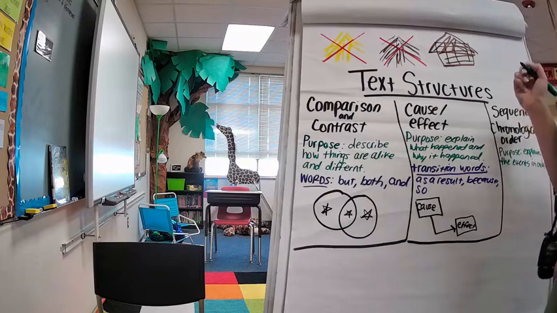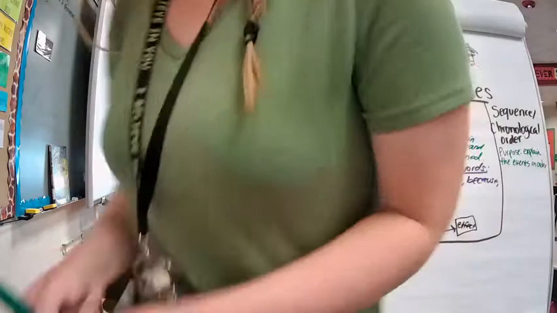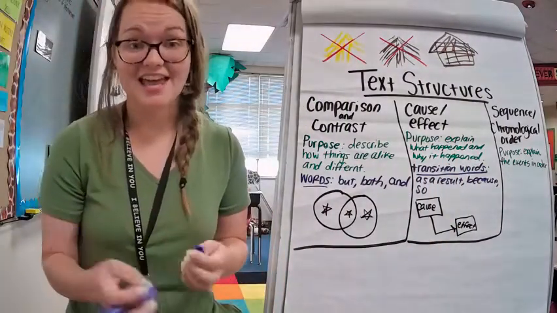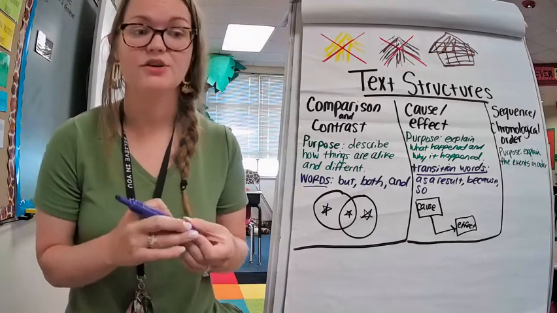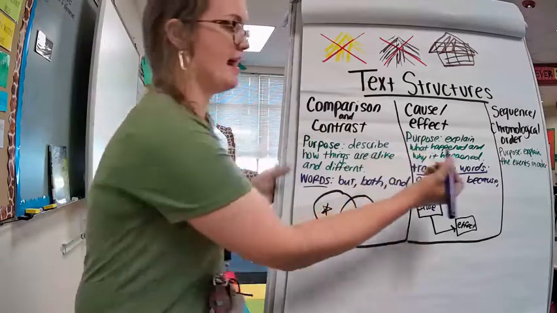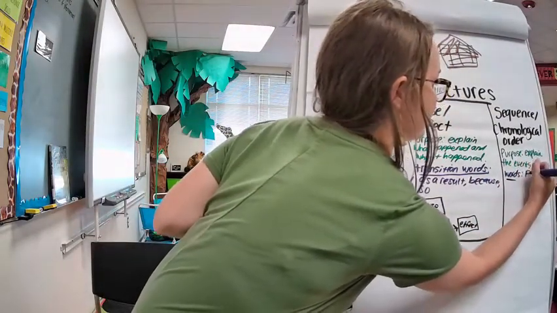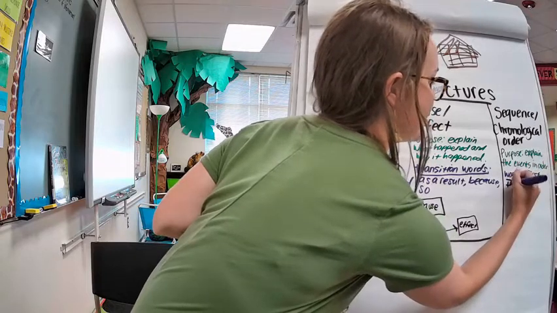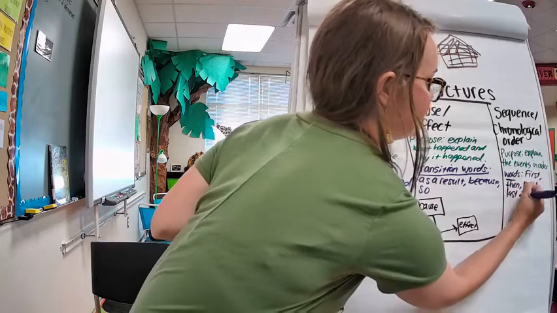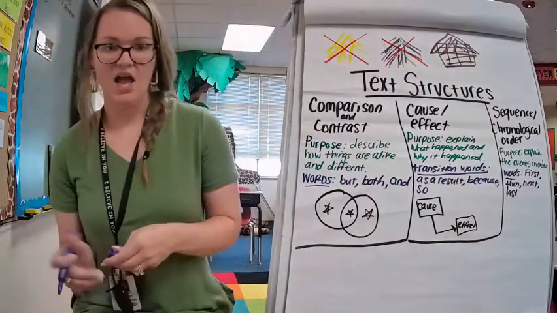Some words that you might see, you may have heard me just say them, those transition words that help us know that an author is using chronological order or sequence are first, then, next, last. Those words clue me in that they are telling me in sequence or the order that it happened. First, then, next, last. Okay, you guys should be able to identify that one pretty easily, okay?